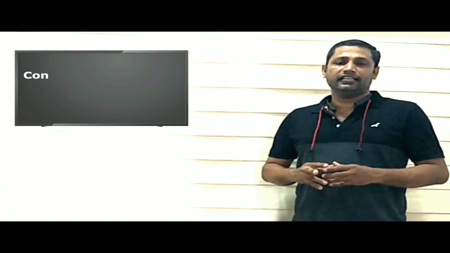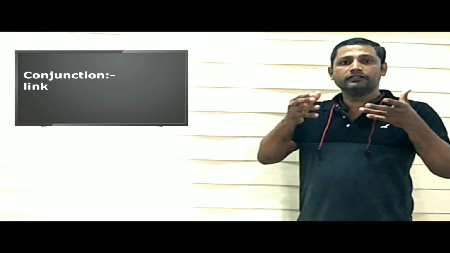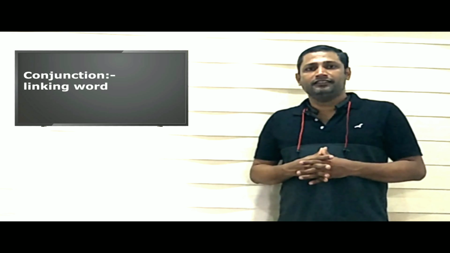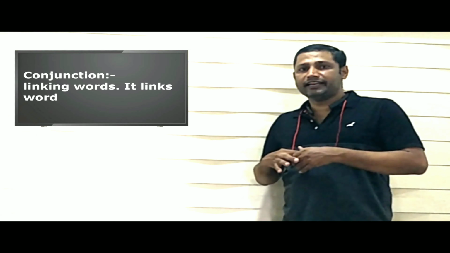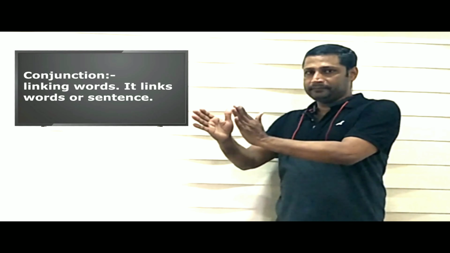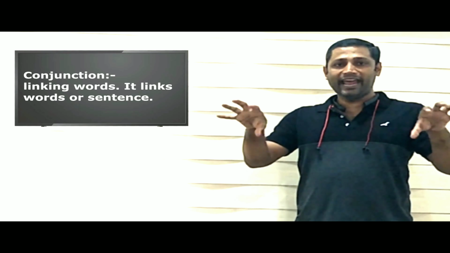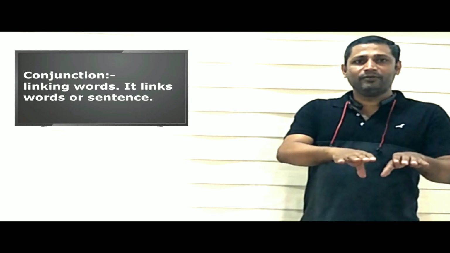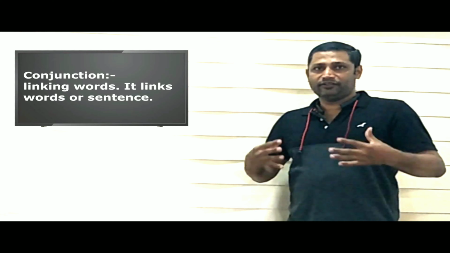Then conjunction. Conjunction means words used to link different words or different sentences. For example, let's see apple, orange. We can say apple and orange. These two words are linked with the word and. So it is an example for conjunction, which is used for linking different words.